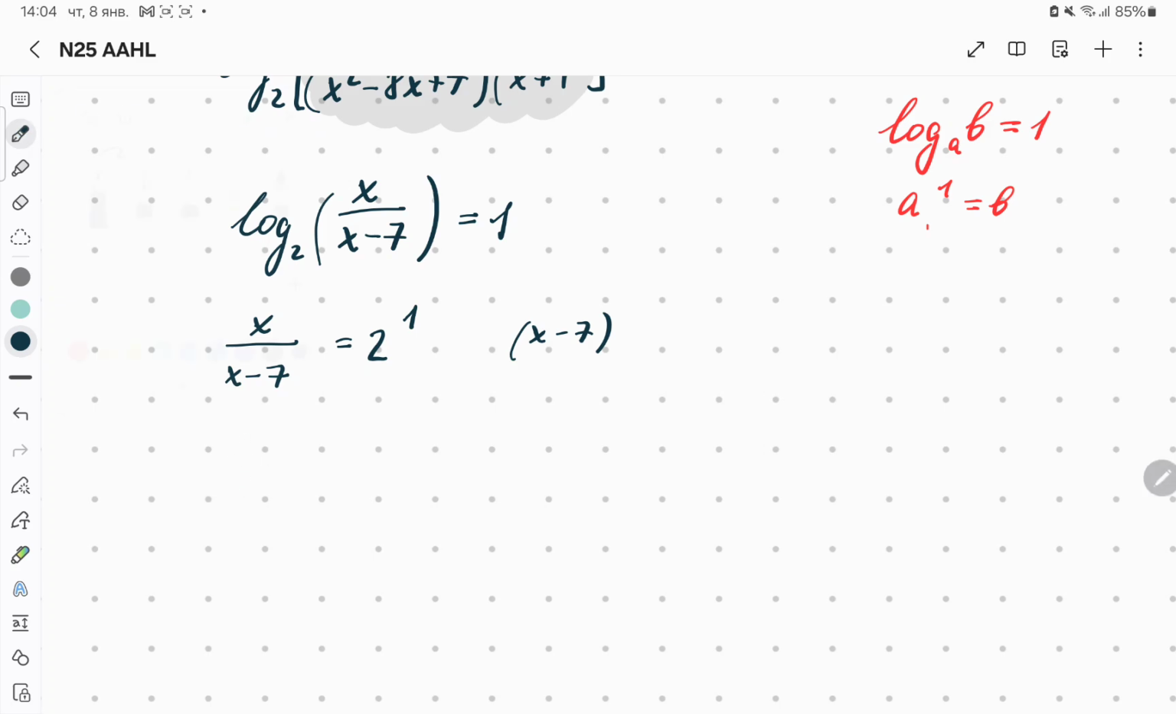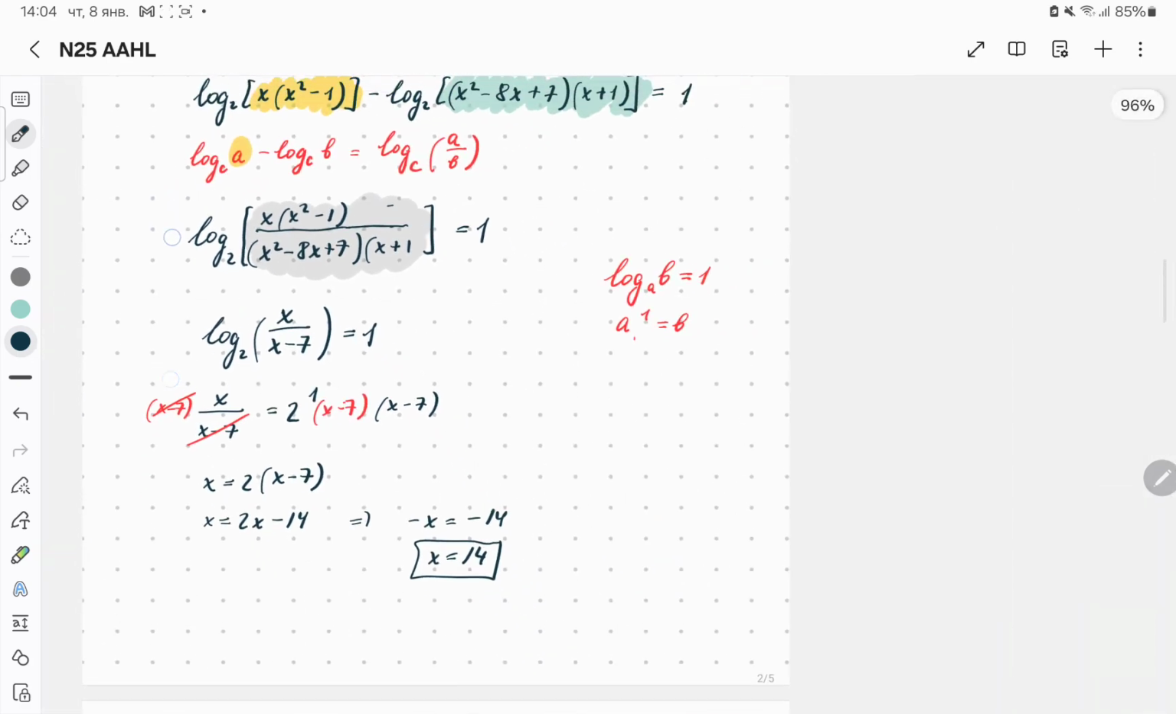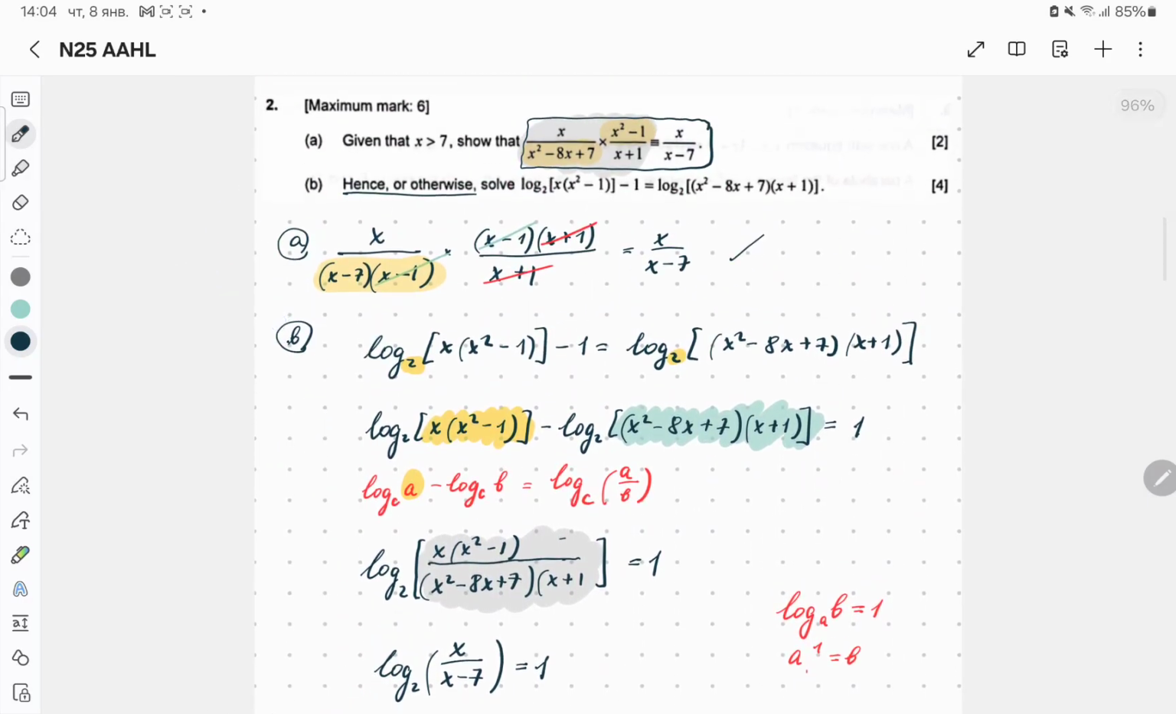So we have both sides multiplied by x minus 7. So x is equal to 2 times x minus 7. x is equal to 2x minus 14. Then solving this equation, we have minus x is equal to minus 14, so x is equal to 14. Okay, x is equal to 14. This is the answer to part B of this question.